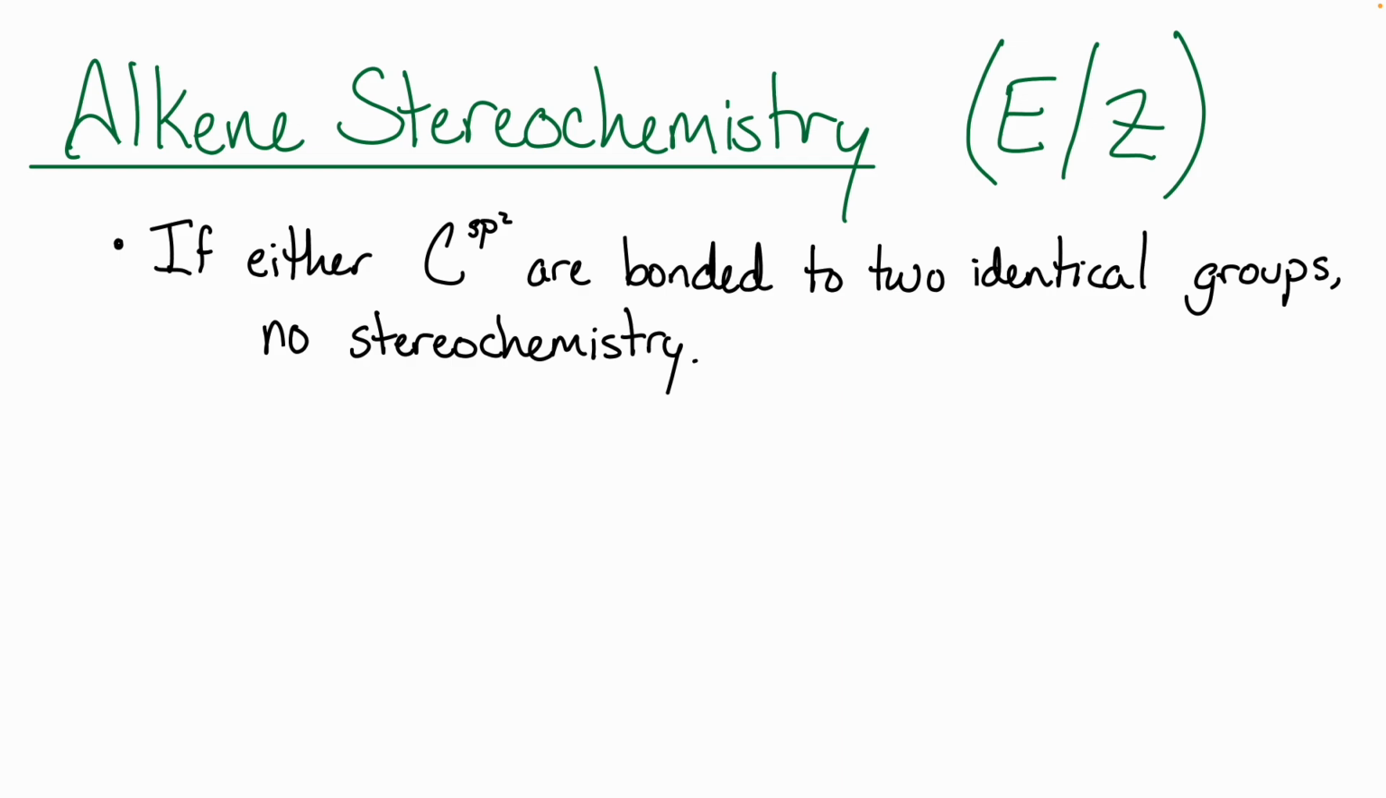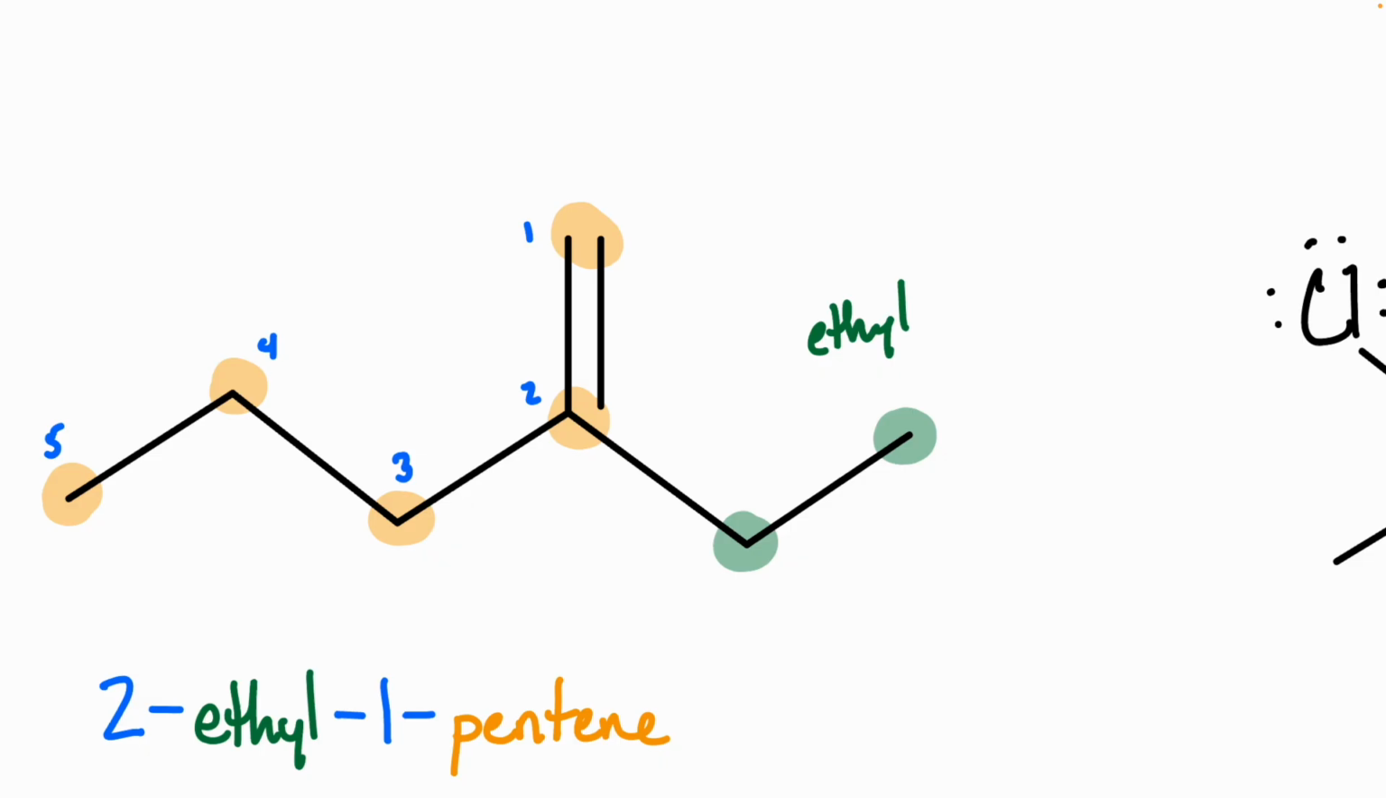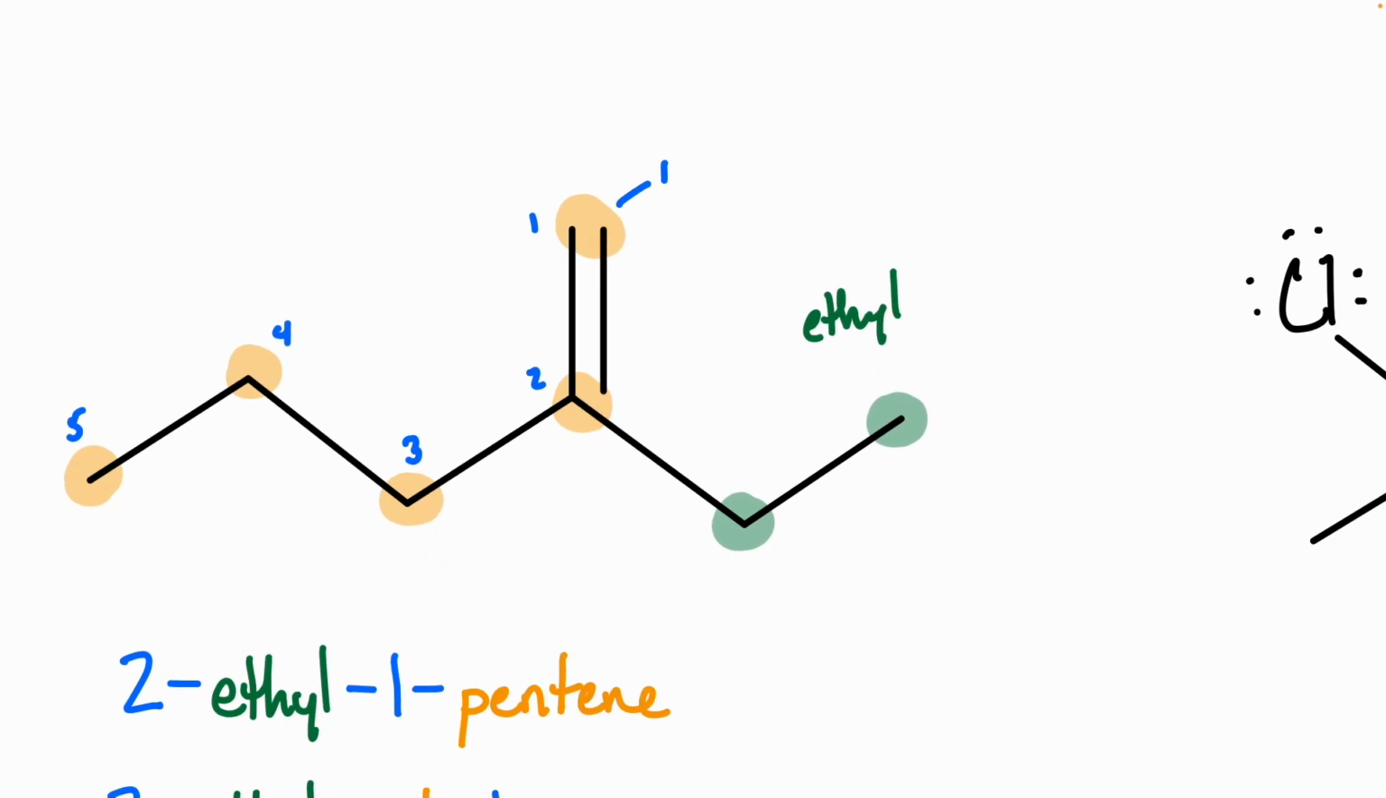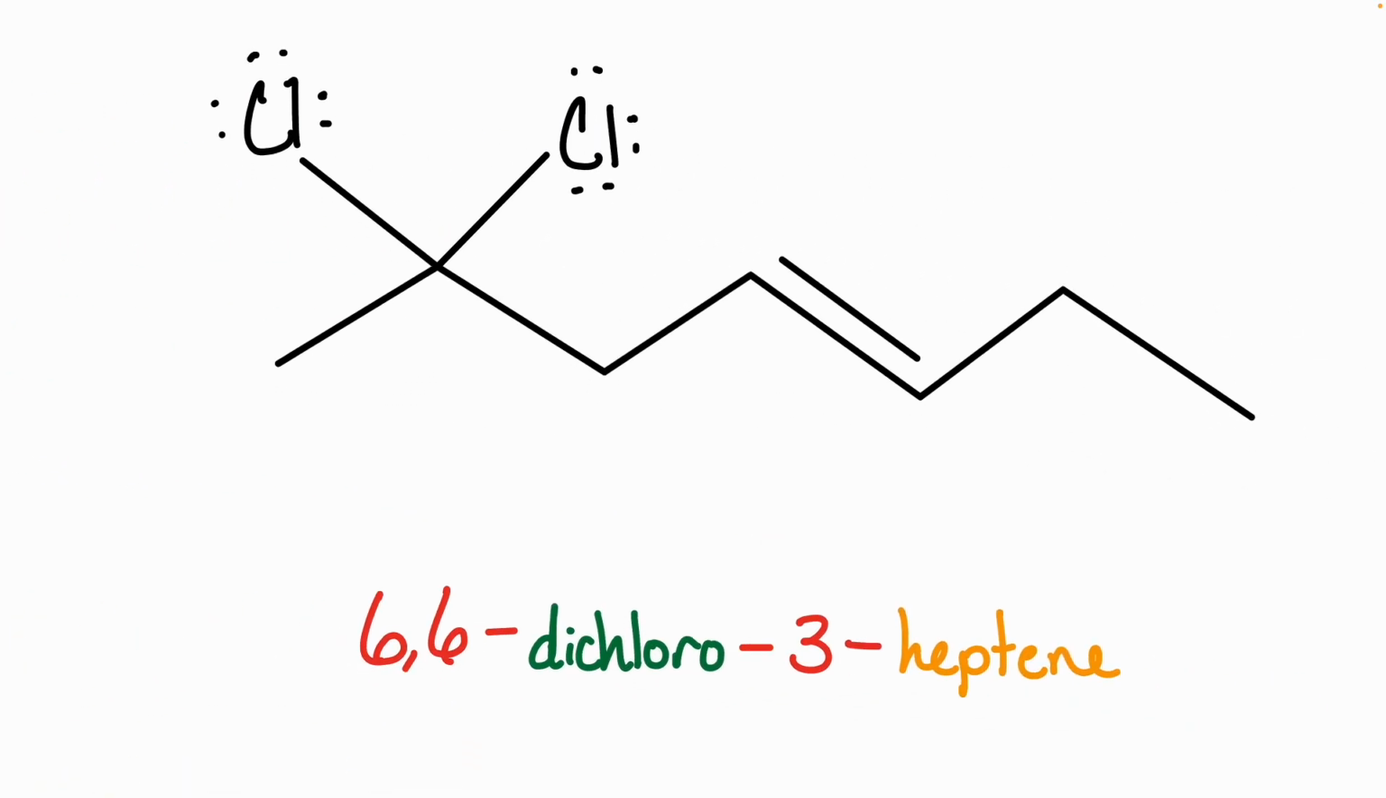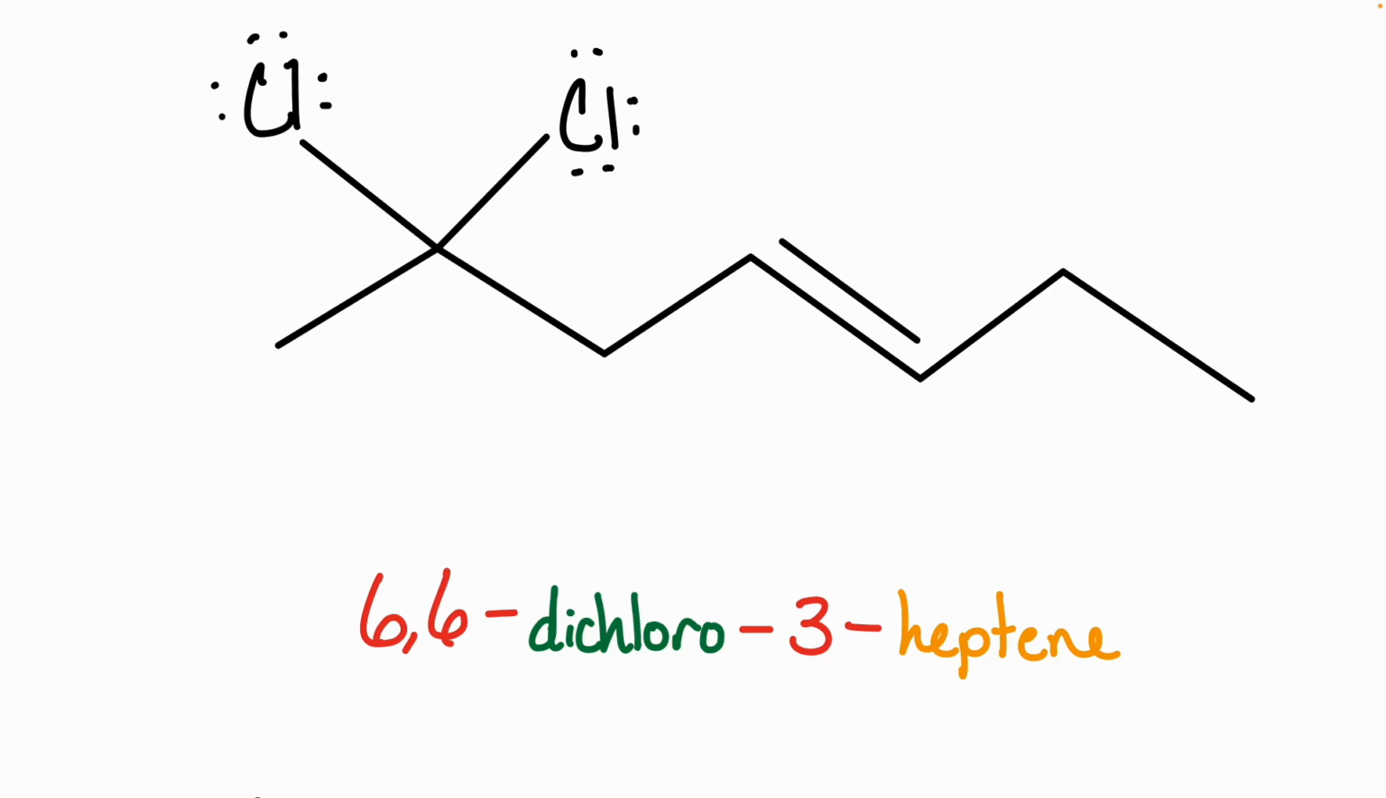Not all alkenes will have stereochemistry. If either one of your sp2 hybridized carbons, the carbon about that double bond, is bonded to two identical groups, you don't have to worry about it. So in this first example here, carbon 1 was bound to two identical groups, two hydrogens, so I didn't have to worry about stereochemistry for that particular molecule. If we look over here, that's not the case, right? Neither one of these carbons have two identical groups.